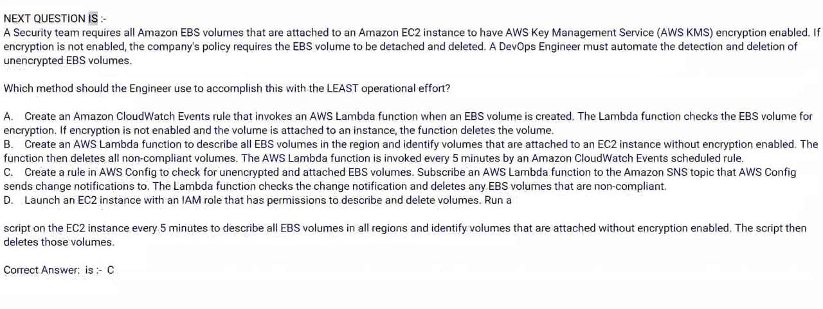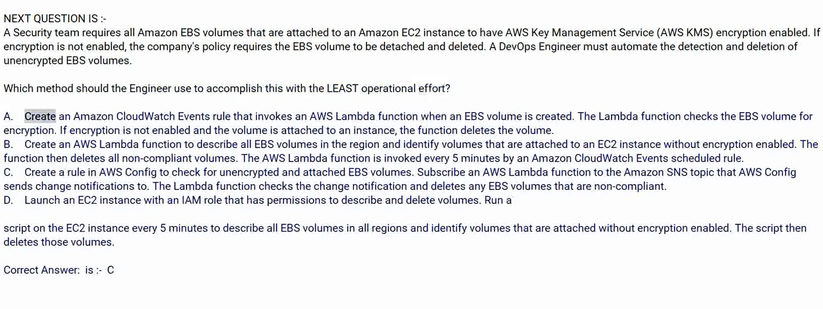Next question is: a security team requires all Amazon EBS volumes that are attached to an Amazon EC2 instance to have AWS Key Management Service, AWS KMS, encryption enabled. If encryption is not enabled, the company's policy requires the EBS volume to be detached and deleted. A DevOps engineer must automate the detection and deletion of unencrypted EBS volumes. Which method should the engineer use to accomplish this with the least operational effort?